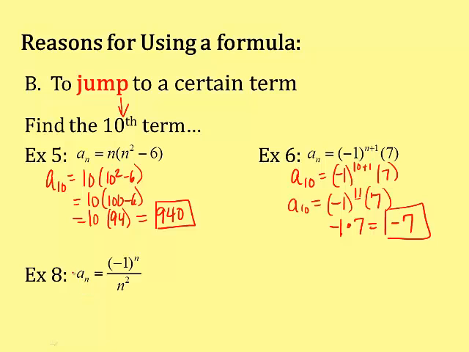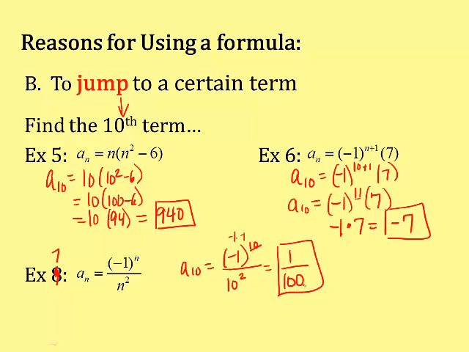On example 8, oops, I guess this should be example 7, sorry. 10th term again, so a sub 10 is negative 1 to the 10th power over 10 squared. Well, negative 1 to the 10th power, that's an even power, so it's like negative 1 times negative 1, and that would be a positive 1. It's the same as negative 1 squared because it's even. And then the bottom is 10 squared, which is 100. So 1 over 100. I don't reduce it any further. That's my answer. That's how I find the 10th term. It's really simple.